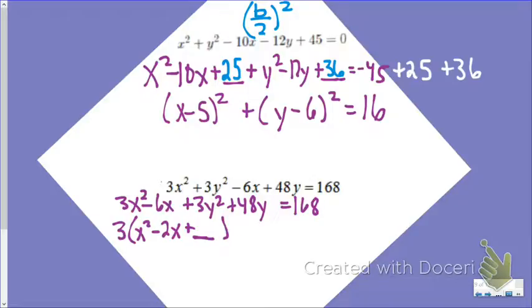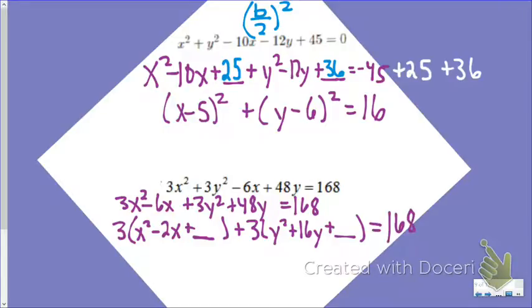Then we go to my y's. So I'm going to factor out my 3. I'll be left with y squared plus 16y plus blank, and that's equal to 168.